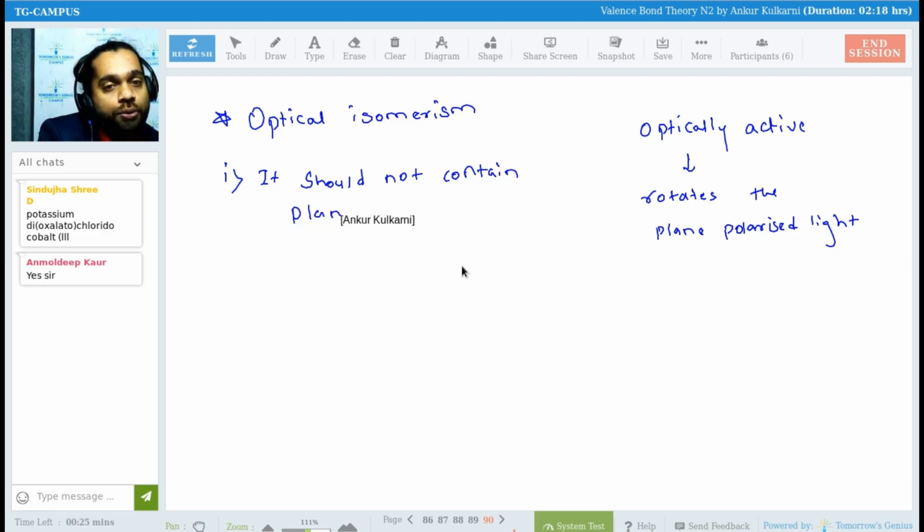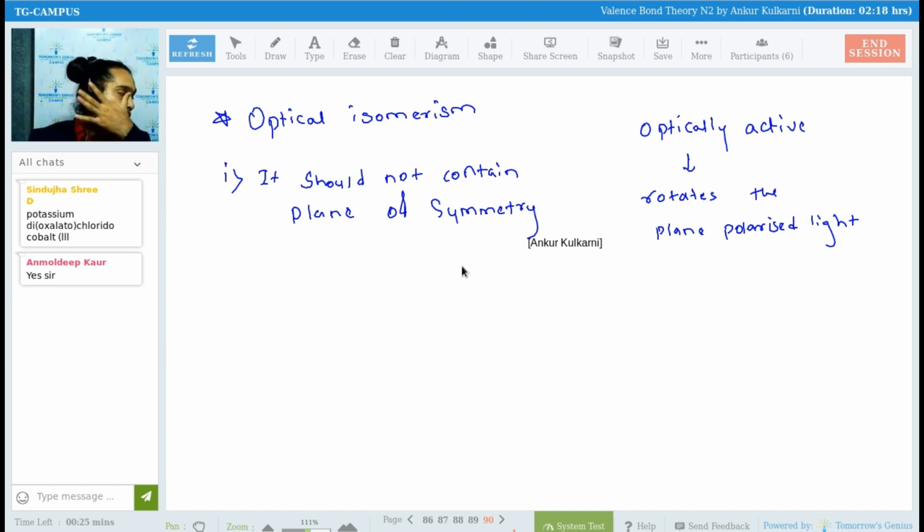So if I cut that molecule, it should not be identical. That is the point. Are you getting it, Sarjana?